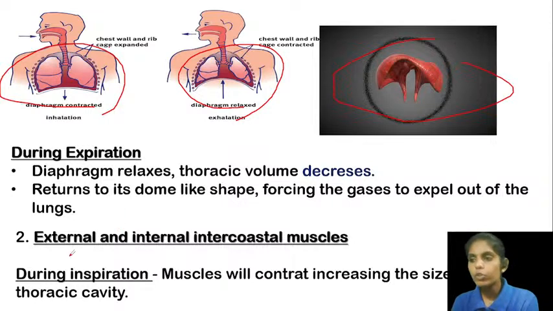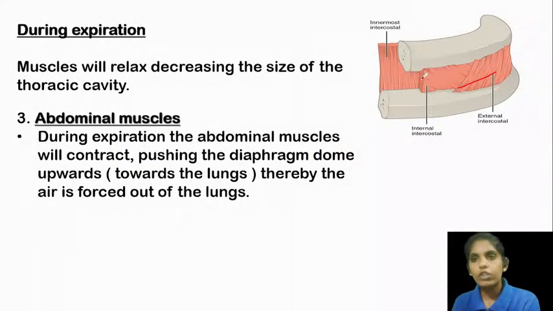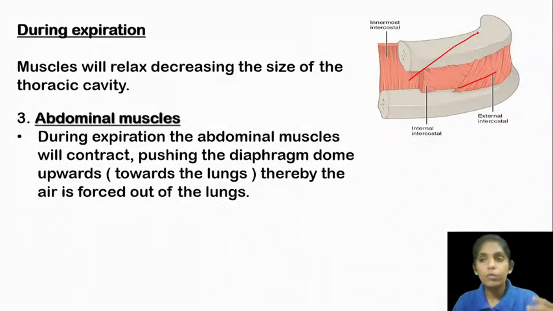Now, coming to the external and internal intercostal muscles. These are the muscles which are present between the bones of the rib cage, or also they surround the bones of the rib cage. So, these are the external and internal intercostal muscles. When we inspire air, these muscles will contract, increasing the size of the thoracic cavity. And when we expire, these muscles will relax, decreasing the volume of the thoracic cavity. So these muscles directly connect the rib cage bones, so they will directly influence the thoracic cavity volume.